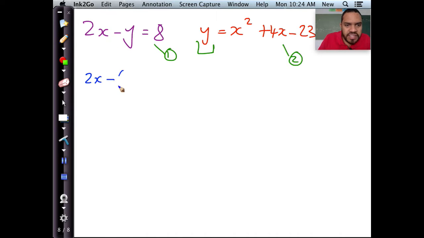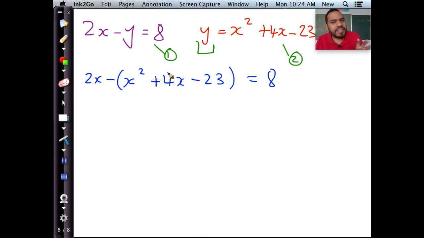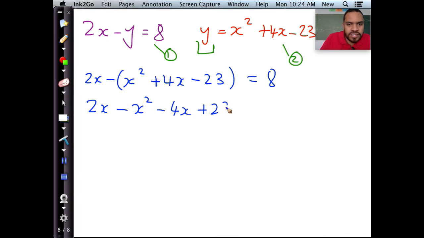So 2x minus, put the entire y in, which is x squared plus 4x minus 23, is equal to 8. Is everybody clear on what I just did? I took this entire y which I saw and I plugged it in the other equation wherever I saw y. Now I just need to multiply this out. Tell me what this is going to be? Minus x squared minus 4x plus 23 is equal to 8.